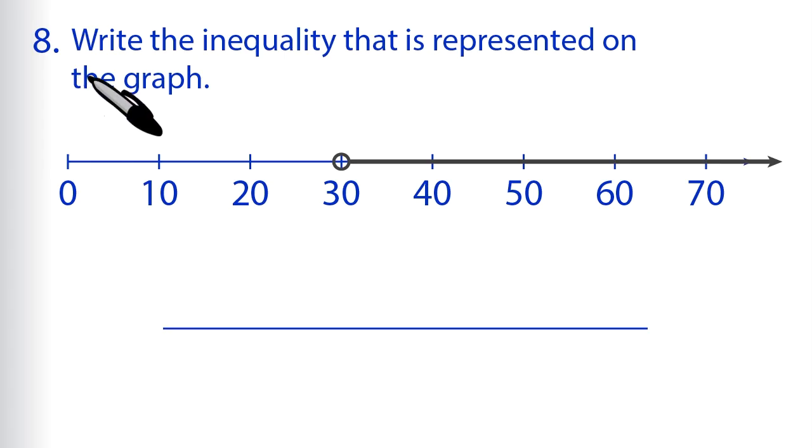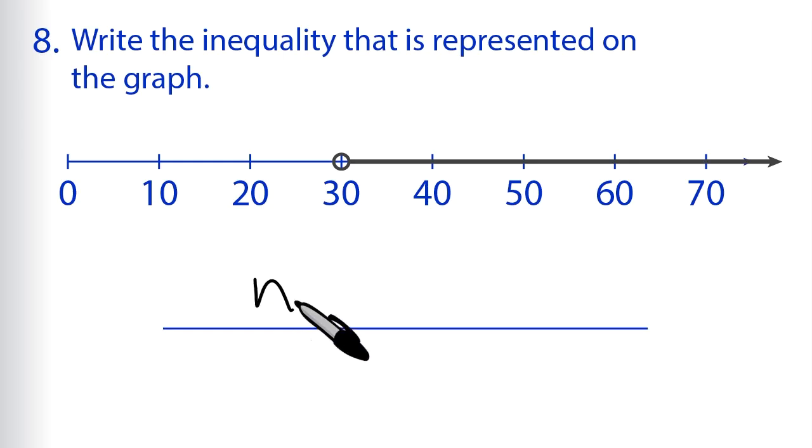For problem 8, we're supposed to write the inequality that is represented on the graph. And we're given this graph here that goes from 0 to 70. And then we have an open circle, an unfilled circle on 30. And the line goes to the right of 30. So anything greater than 30.